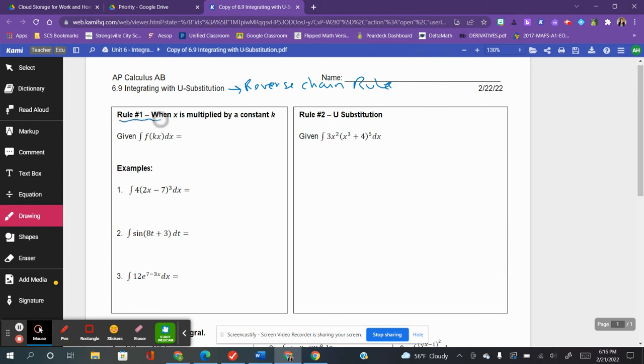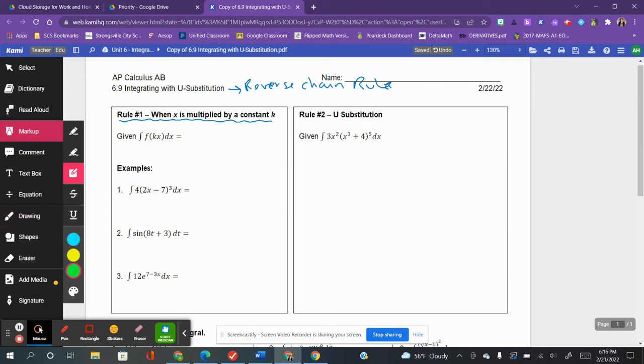What happens if x is being multiplied by a constant k? Now remember, chain rule deals with a composite function. A composite function means that I have some function inside of another function. And so when I have the indefinite integral or definite integral, but we're just going to focus on indefinite integral of f of kx dx, notice that I have a kx, a linear function, inside of the f function.